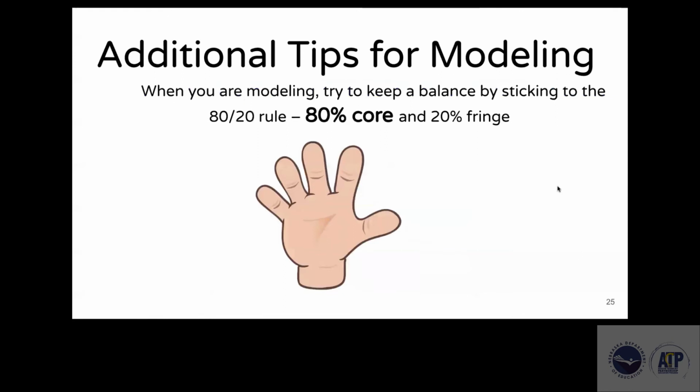We also like to share with staff, and this often helps them out, this visual of a hand. When you're modeling, try to keep a balance of sticking with the 80-20 rule. So we want to model at least 80% core words and 20% fringe. So we'll sometimes say, give me 5. So for your 4 fingers, you'll want to do 4 core words, and then your thumb would be the fringe. So 4 core words for every 1 fringe word.